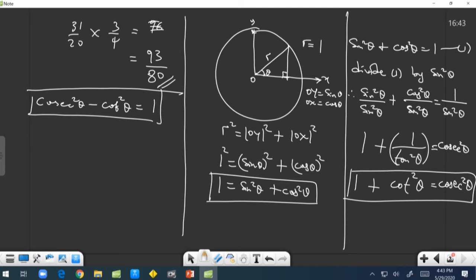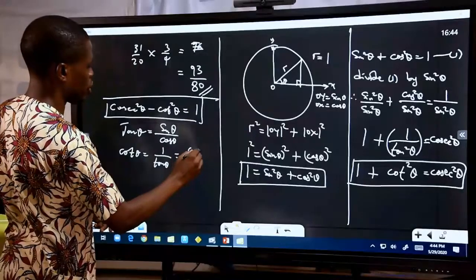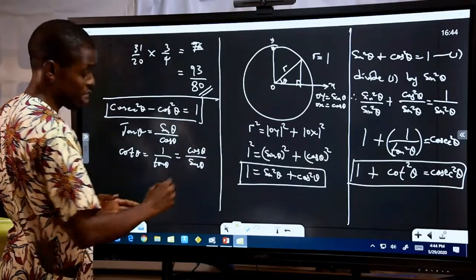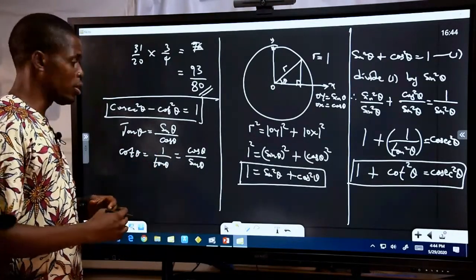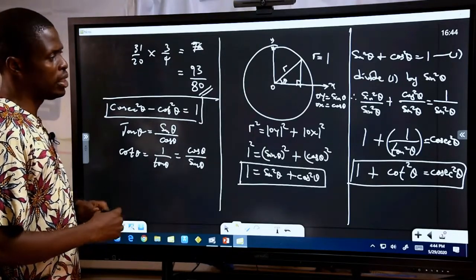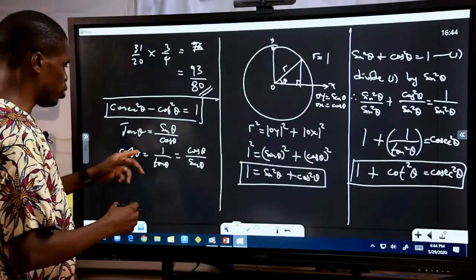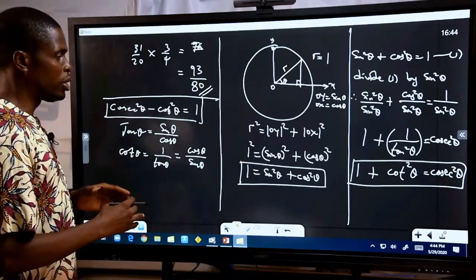Now recall, in the previous class we said that tan theta is equal to sine theta over cos theta. And cot theta is 1 over tan theta, so cot theta is the same thing as cos theta over sine theta. You should understand all these trig ratios, because once you miss the particular flow of it, you will not be able to get where the root is coming from. So we need to understand how the equation flows.